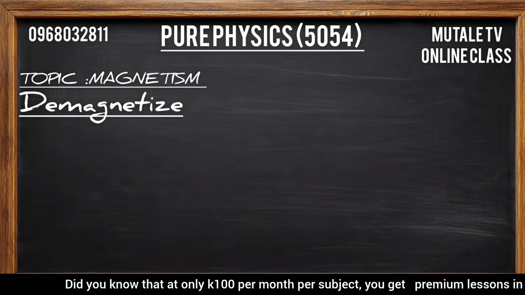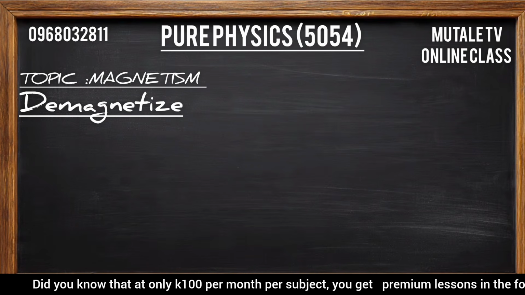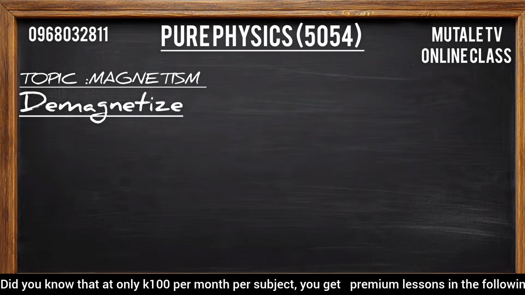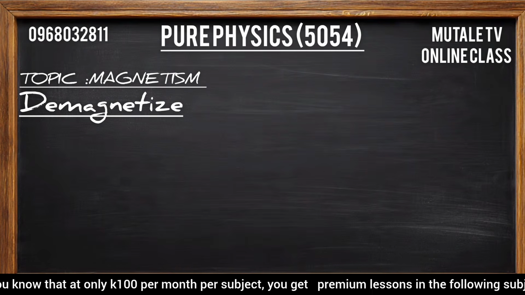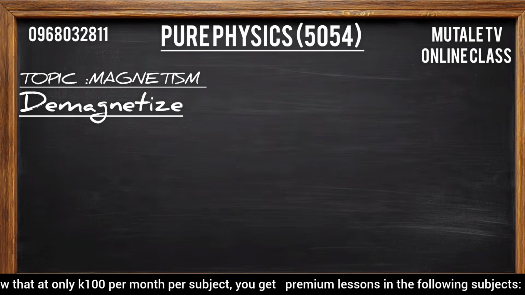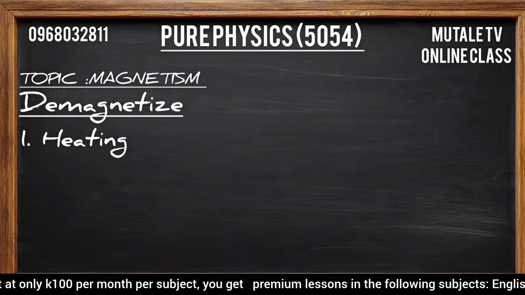Okay, the other thing we should look at is what we call demagnetization. How to demagnetize? We've learned how to magnetize, now we need to learn how to demagnetize. So how do we demagnetize a hard magnetic material? The first method is what we call heating.